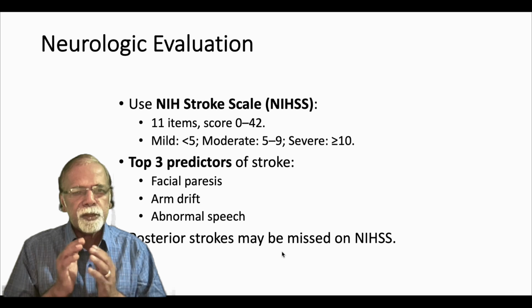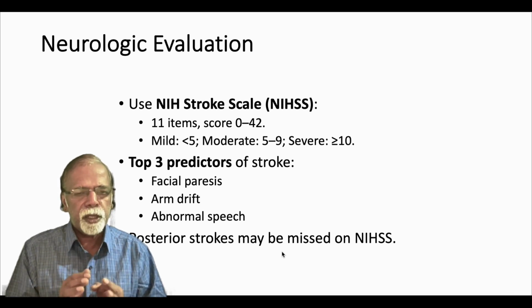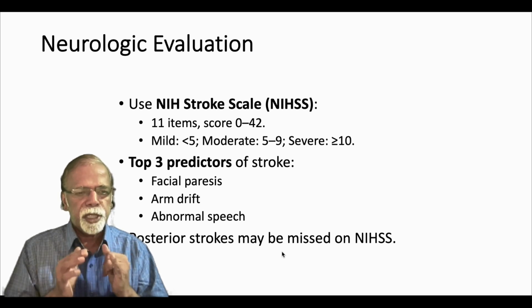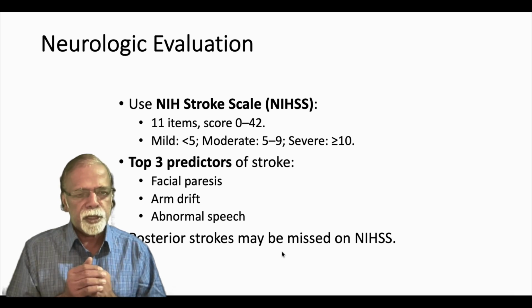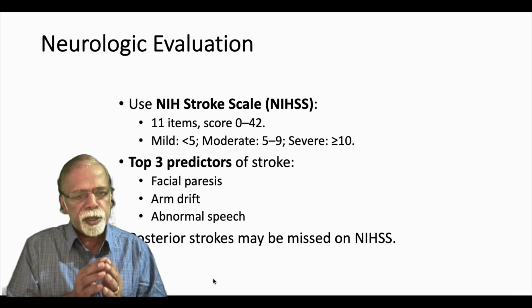Three predictors of stroke: facial paresis, arm drift, abnormal speech. We can remember this as BE FAST. F for the face, A for arms, S for the speech, T is for the time. B stands for the balance and E for eyes. That is the BE FAST. But again, remember the NIH stroke scale.